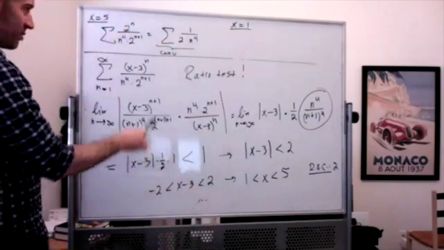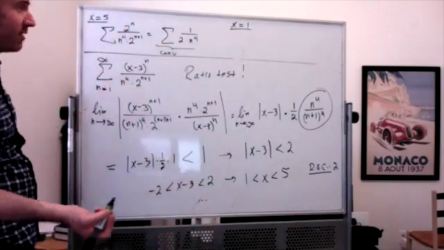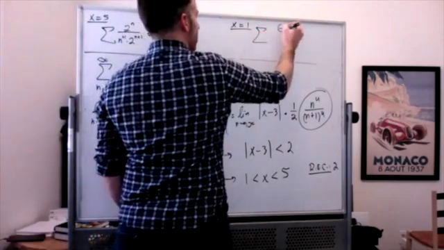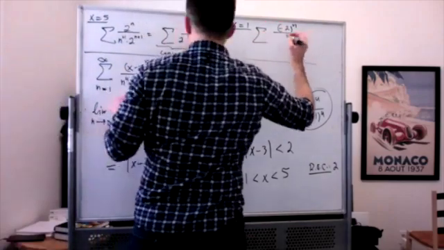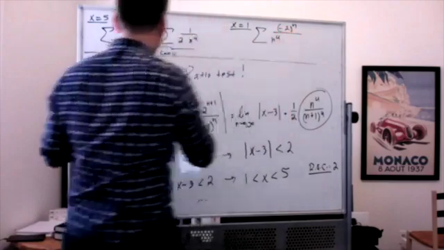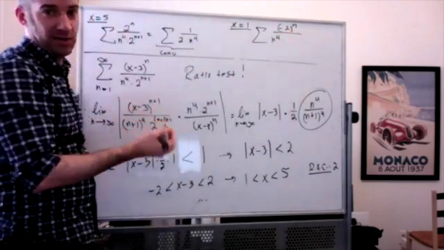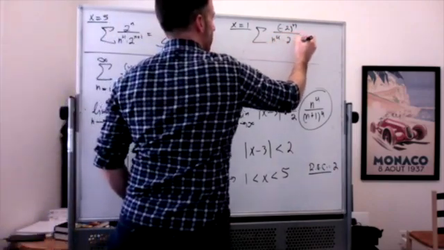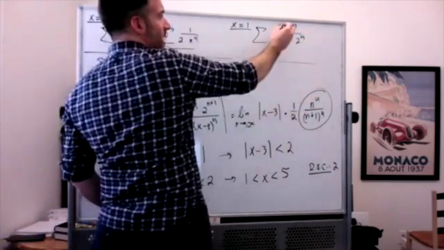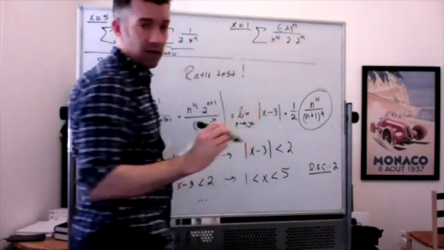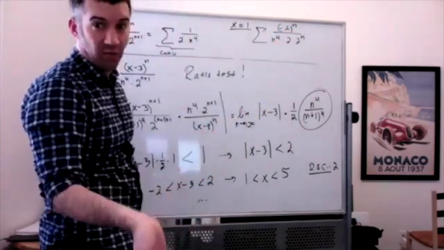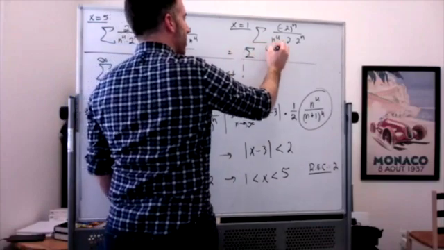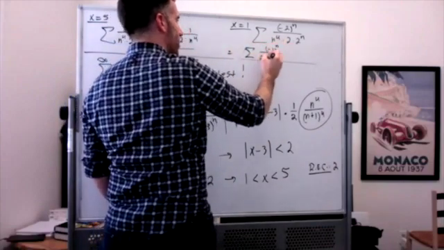What about x equal to 1? So if I plug in x equal to 1, 1 minus 3 is negative 2 to the n. So now I've got the sum of negative 2 to the n over n to the 4th. And I'm going to break up 2 to the n plus 1 as 2 times 2 to the n. So then negative 2 to the n over 2 to the n simplifies to negative 1 to the n. So this is equal to the sum of negative 1 to the n over 2 times n to the 4th.